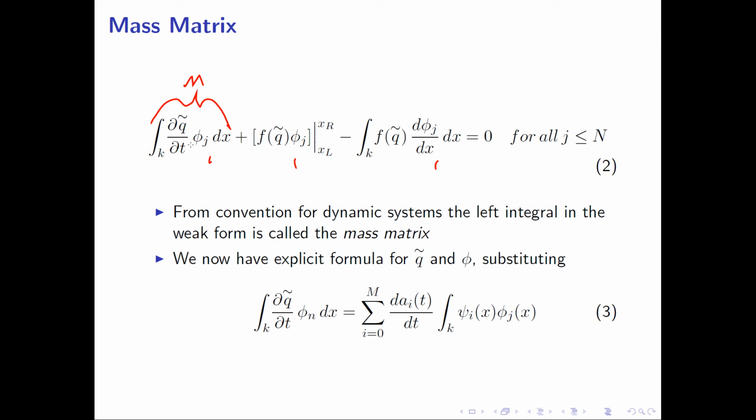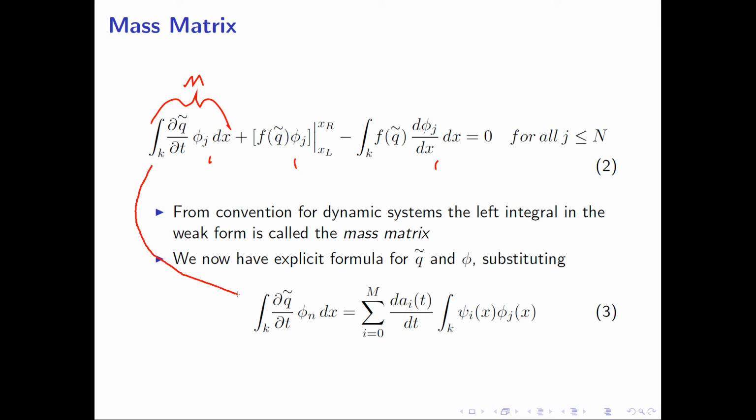call the mass matrix. This is a consequence of this approach being taken in a solid mechanics approach where time derivatives with respect to some sort of matter distribution govern the acceleration of that body. So the mass essentially represents the reluctance of that matter distribution to move. So we have an explicit formula now for our solution approximation as well as our weighting basis functions. So we can substitute this into our mass matrix.